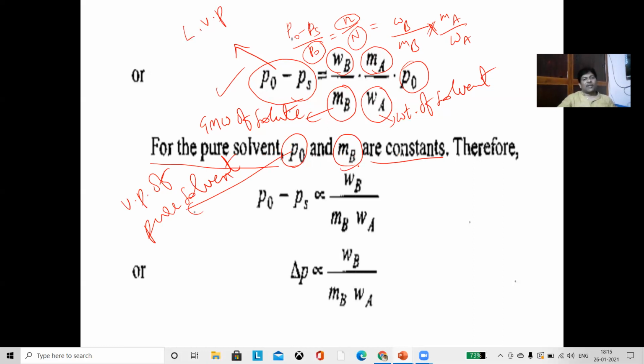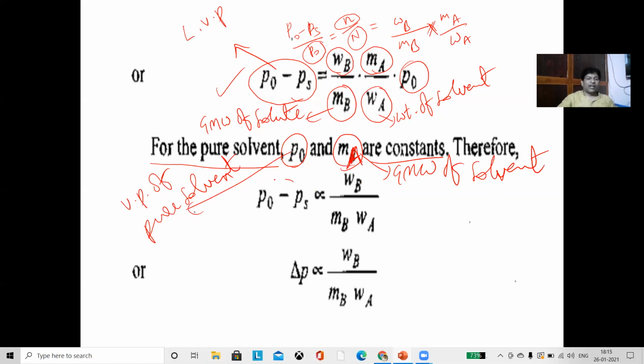Gram molecular weight of solvent it is, not MA here. MA will be constant. MA is the gram molecular weight of the solvent. For a given solvent, water, the gram molecular weight will always be 18 only. For any solute you dissolve in water, the gram molecular weight of water will be constant, and the vapor pressure of pure water also will be constant. So P naught value and MA both will be constants.